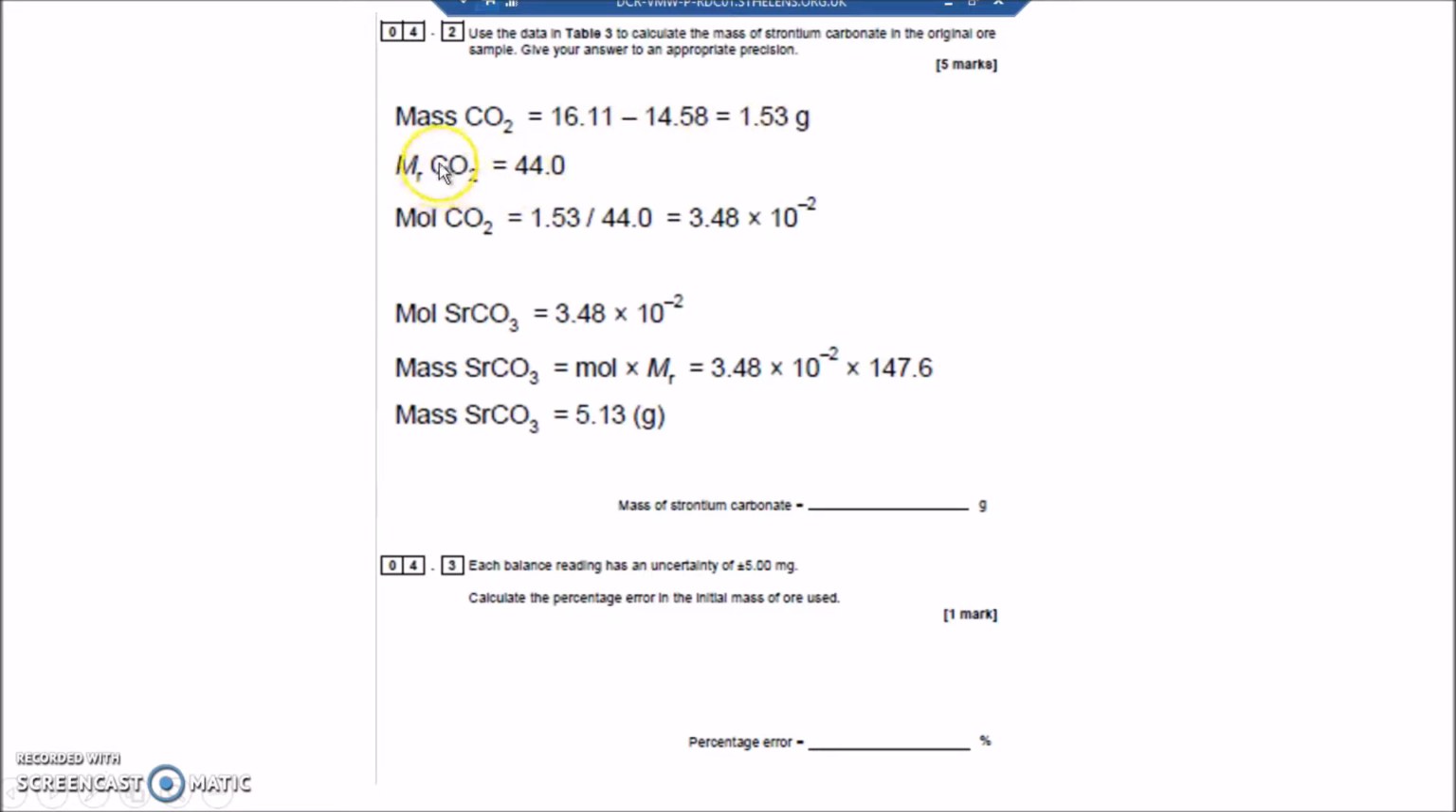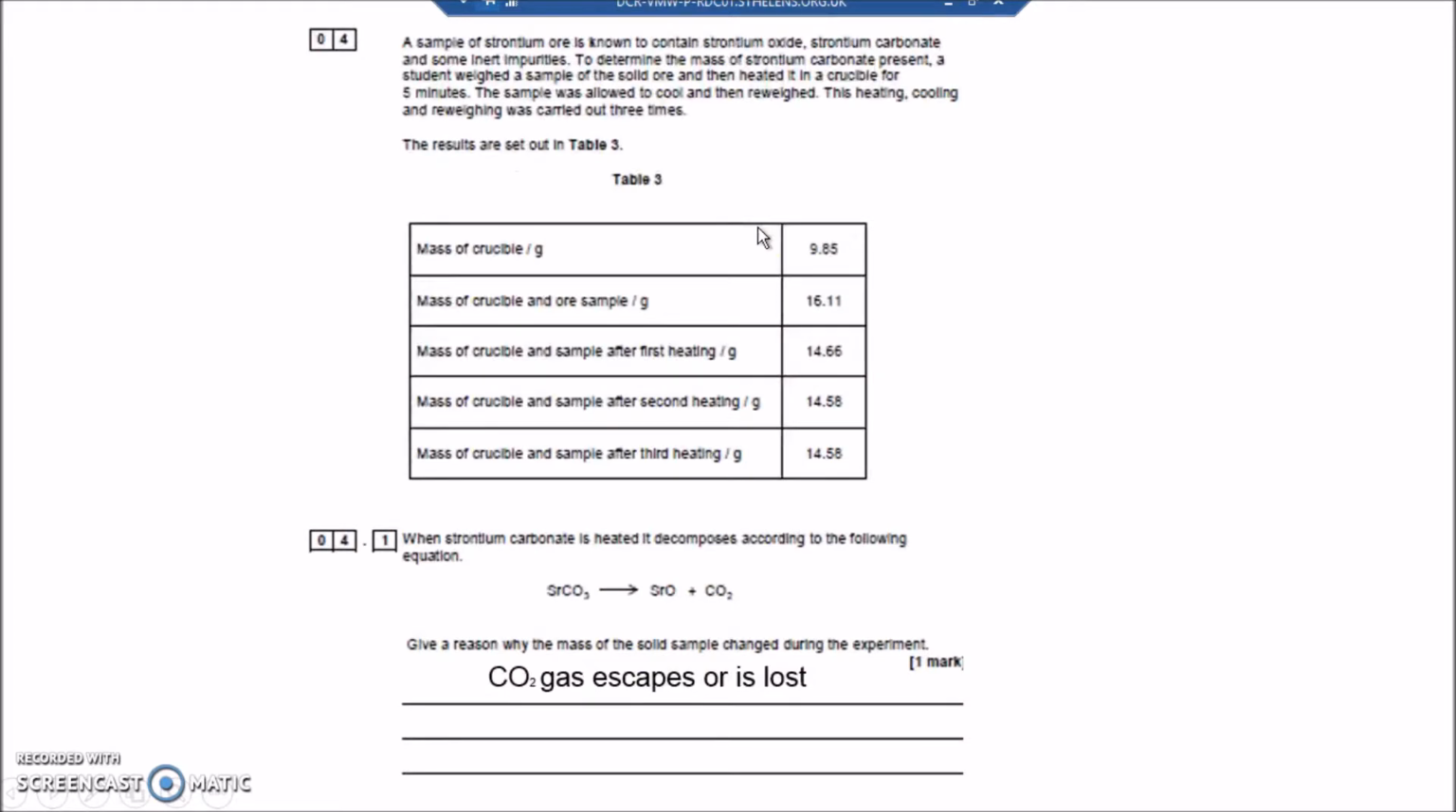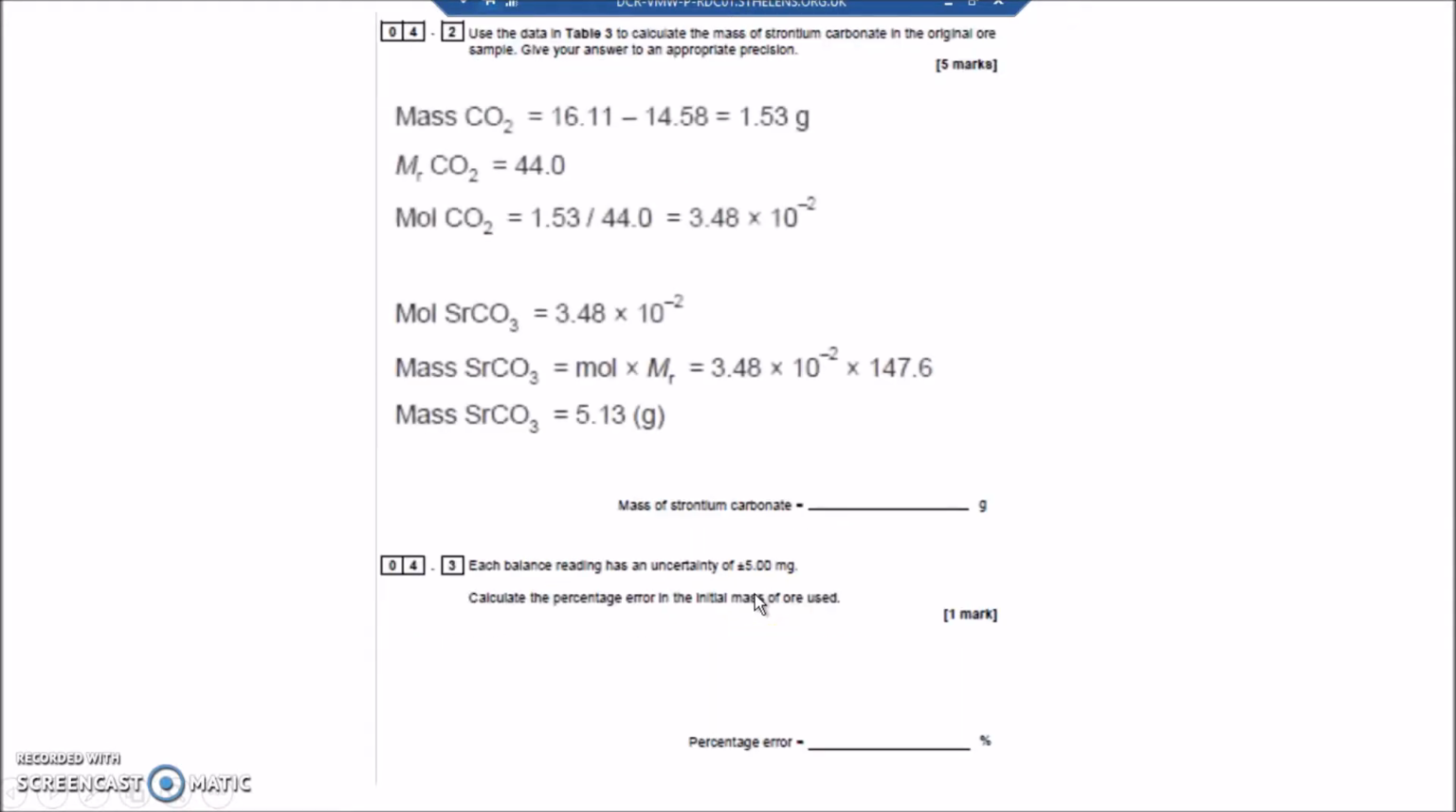Now I know carbon dioxide, carbon's a mass of 12, oxygen's a mass of 16, so I've got 12, add 2 16s. 44 is the Mr of carbon dioxide. Moles is mass, 1.53 divided by 44, 3.48 times 10 to the minus 2 moles of carbon dioxide are made. Now in this equation, 1 mole of strontium carbonate makes 1 mole of strontium oxide and 1 mole of carbon dioxide. So 1 mole of strontium carbonate makes 1 mole of carbon dioxide in equal amounts. But I haven't got 1 mole of carbon dioxide made, I've got 3.48 times 10 to the minus 2 moles made.